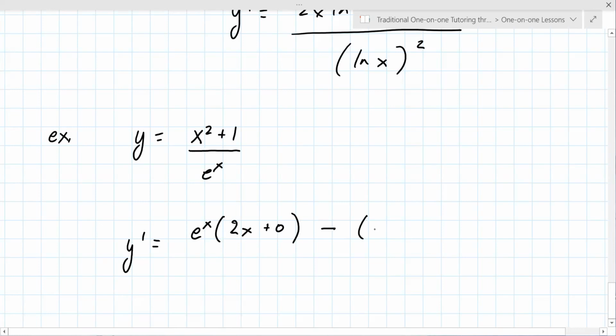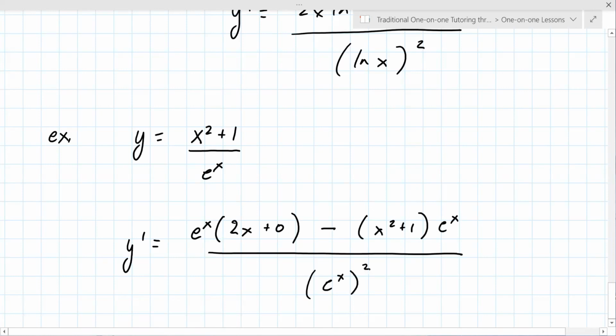Now you change the bottom. Well, you keep the top first. So it's x squared plus 1, times the derivative of the bottom, e to the x, over the bottom squared. Parentheses e to the x, or just like this? Yeah, usually in parentheses on the bottom.